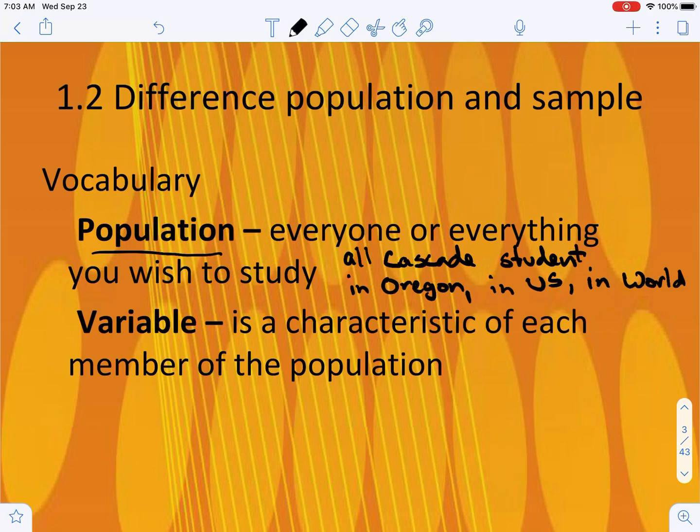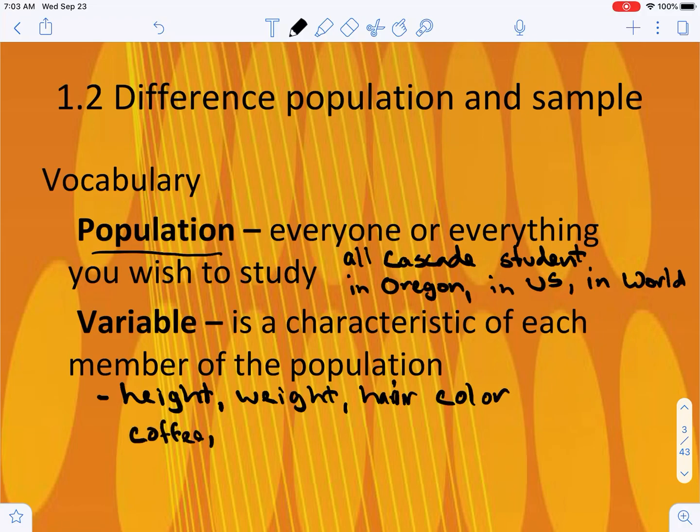The variable is a characteristic of each member of the population. If we're looking at all Cascade students, we could look at their height, their weight, or hair color. You could look at interests that they have. Do they like coffee or not? Are they going to go to college or not? You could look at male versus female. These would all be characteristics that we're looking at.